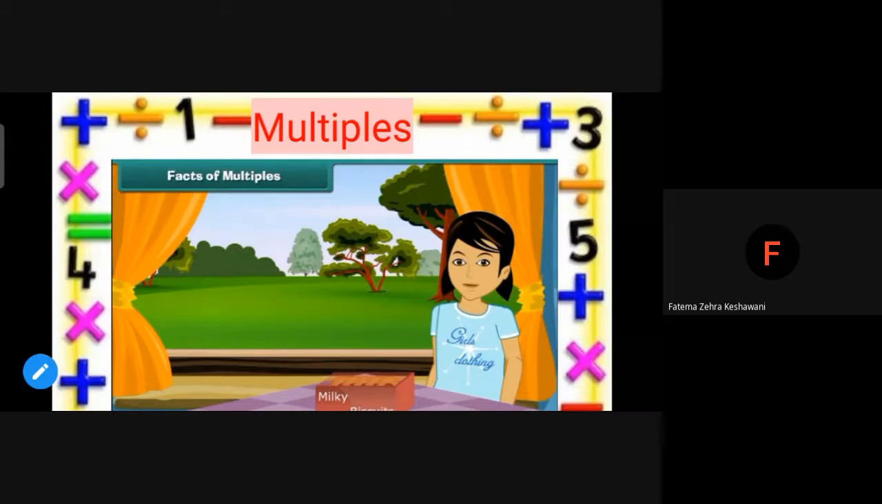Now here some examples are given. First example was given that box, in that few objects were there which are 4 only. Then here a milky biscuit packet is given, and in that 5 biscuits are there. Then how can we present that in a multiplication format? So 5 ones are 5, that way. This we have discussed yesterday, that's why I'm not asking you any questions.